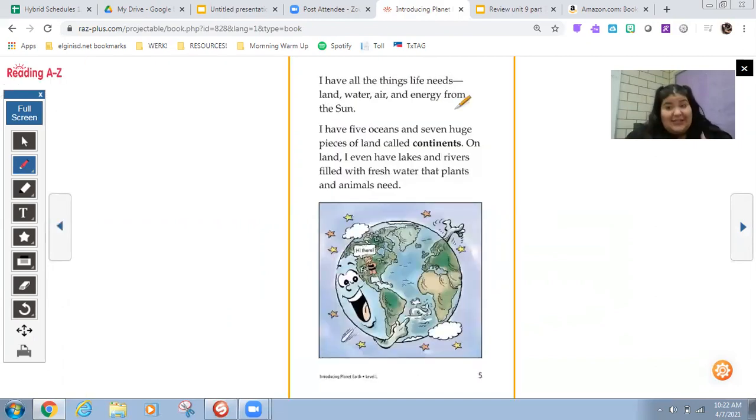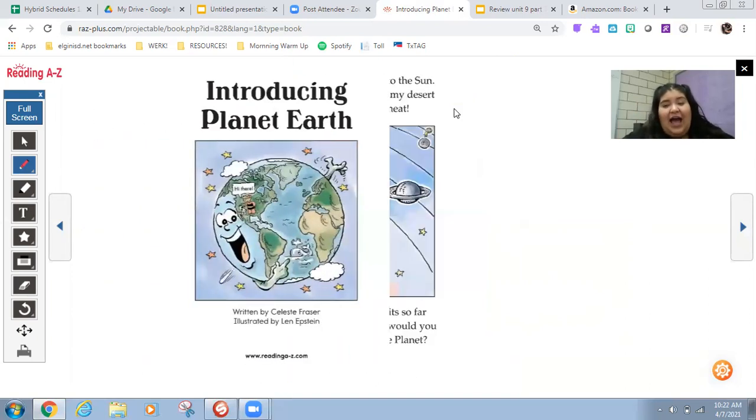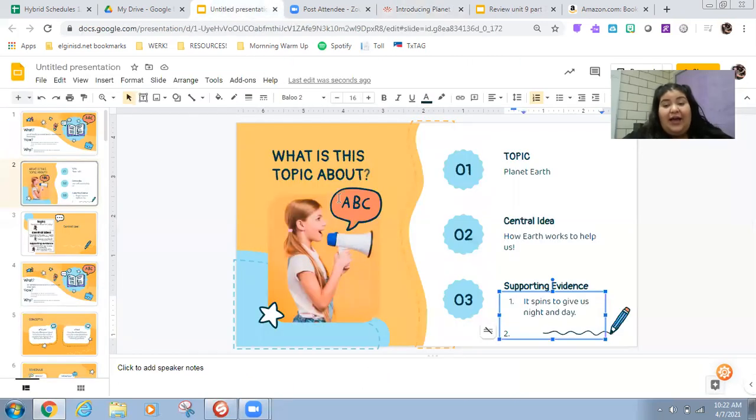There are some other, this is how the earth helps us. I'm giving you some more ideas. I have all things life needs: land, water, air, and energy from the sun. I gave you 3 things that you could write. I only want you to write 1. This is what I want you to write. Supporting evidence, you should have 2. If you choose to write mine, that's fine, but you have to find one on your own. If you want to say, Miss Marcel, I don't need your help, I can find 2 pieces of evidence on my own.